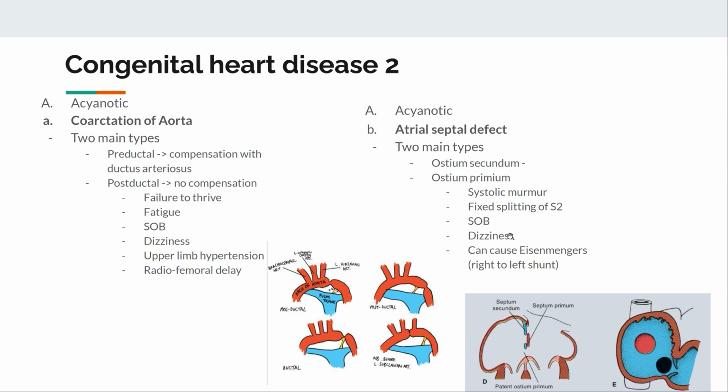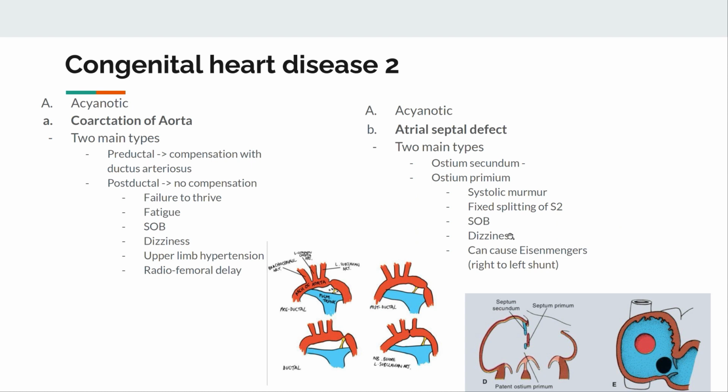The reason why it's important to know these two is whether there's compensation with the ductus arteriosus or not. Compensation with the ductus arteriosus essentially means that in the beginning, the fetus is going to survive with not many abnormalities, because the ductus arteriosus is actually compensating for most of the lost blood. So then a postductal, this is where you have no compensation with the ductus arteriosus, and you start to get some of these symptoms and signs arising: failure to thrive, fatigue, shortness of breath, dizziness, upper limb hypertension, and radiofemoral delay.